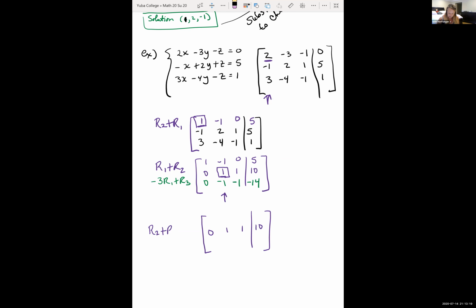0 plus 1 is 1. 1 minus 1 is 0. 1 plus 0 is 1. 10 plus 5 is 15. And then add row 2 to row 3. 0 plus 0 is 0. 1 minus 1 is 0. 1 minus 1 is 0. 10 minus 14 is negative 4.